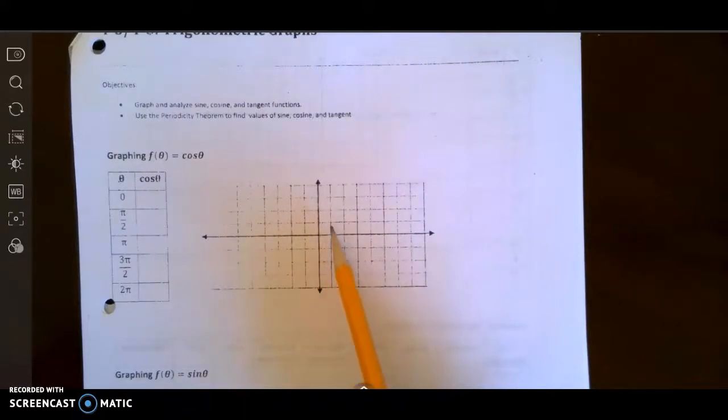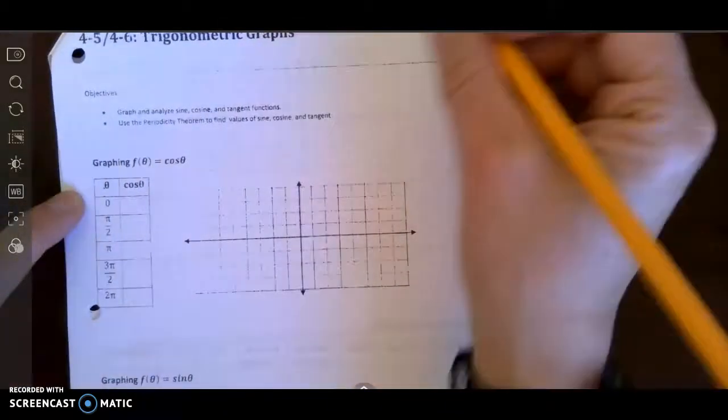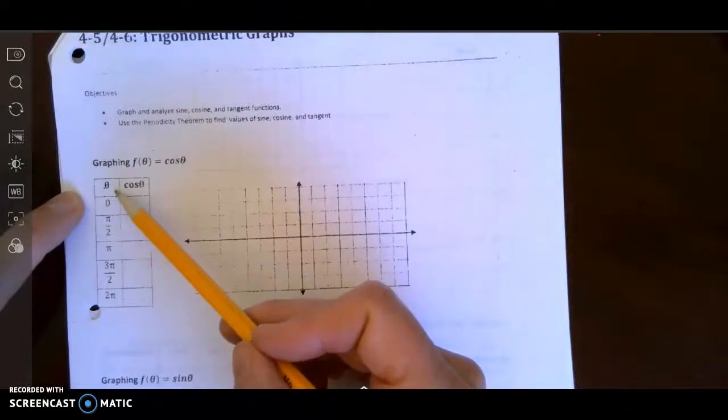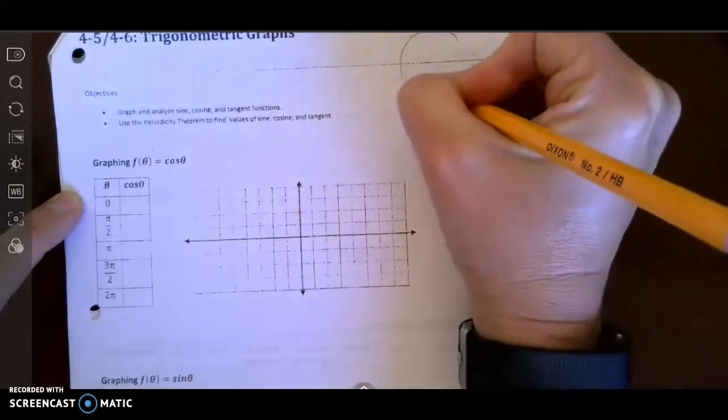You'd want to have 4 hash marks going up, 4 going down, and 8 to the left and right should be sufficient. Okay, so we're going to first fill out the table. I want you to realize that our theta are the 4 corners of the unit circle.